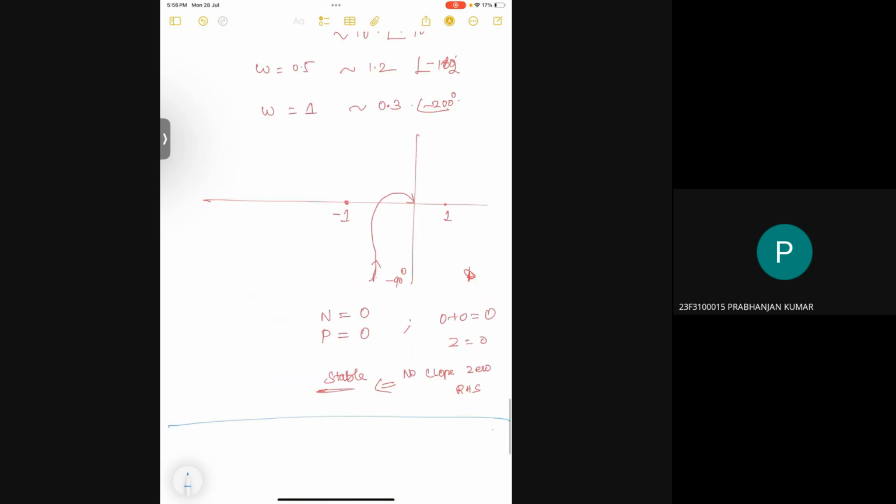Right, I will go to the compensator design now. And if you have any doubt in this Bode or Nyquist, we can discuss it again at a different time.